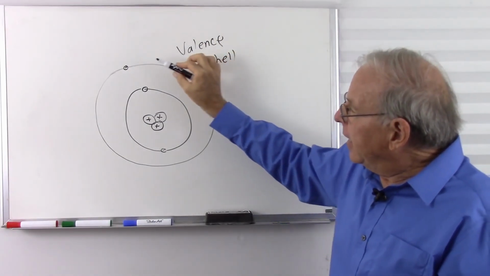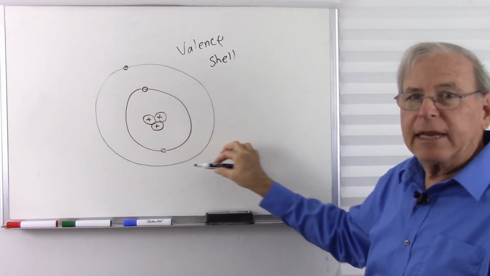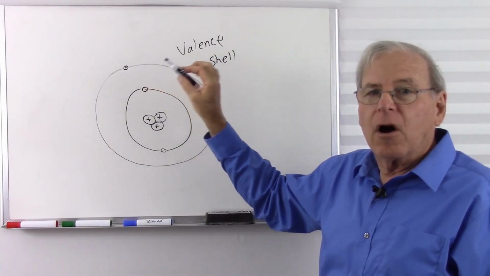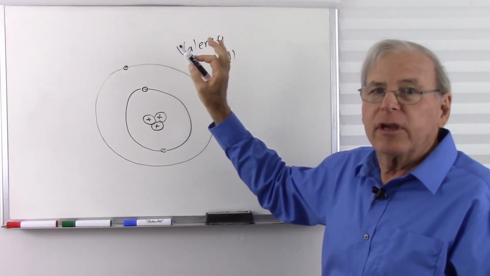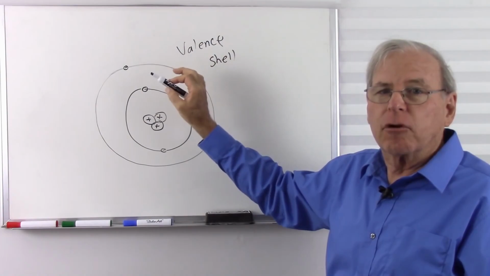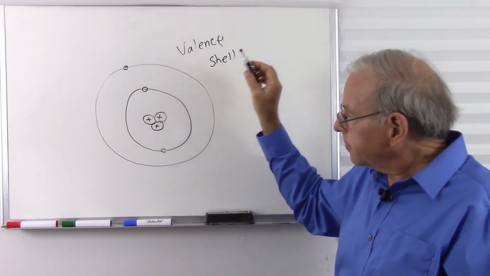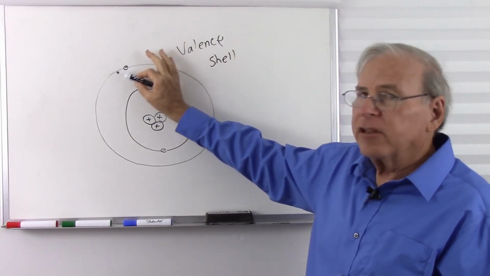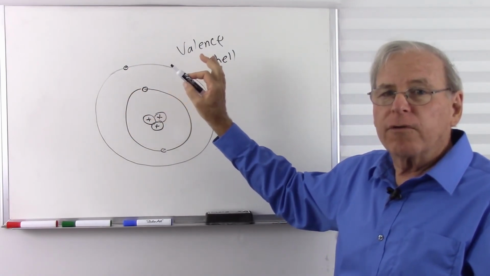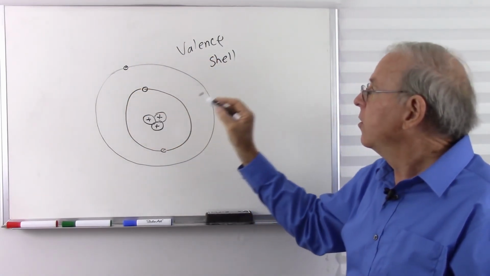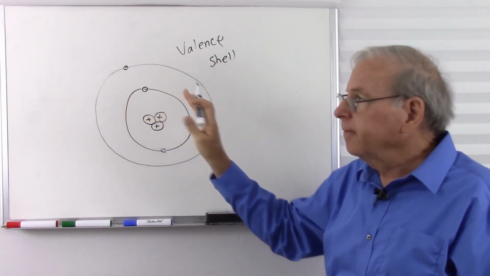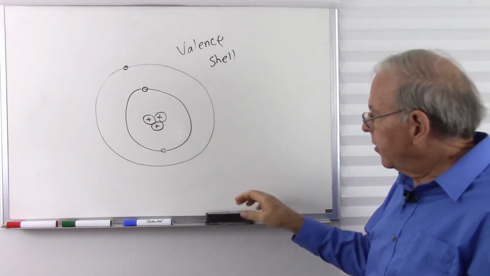And the nature of the valence shell, mainly how many electrons are in it, is what determines most of the chemical and electrical properties of that material. And if this valence shell has three or fewer electrons in it, we have what's called a metal. So lithium is a metal.